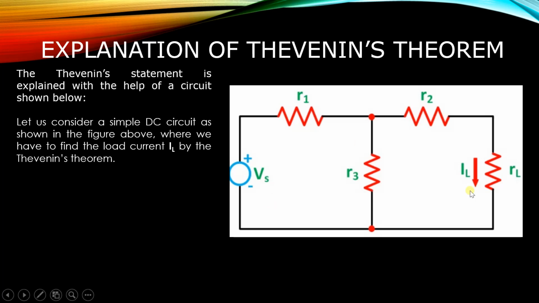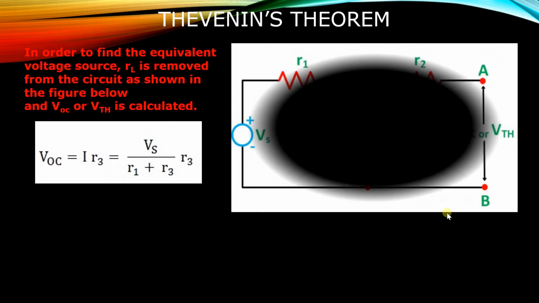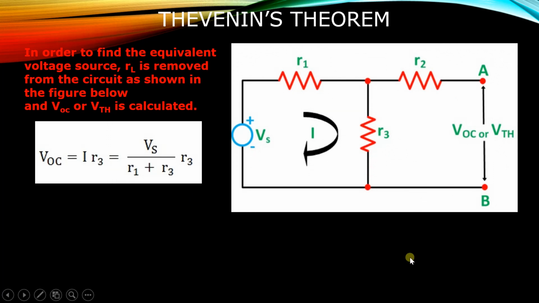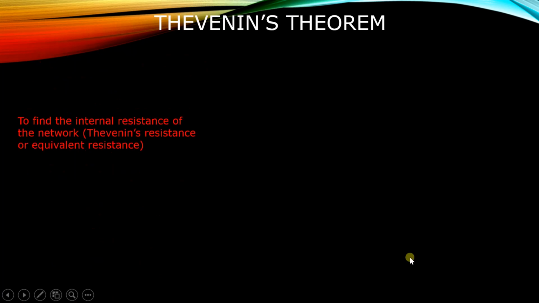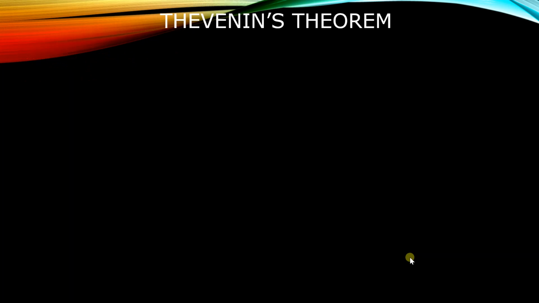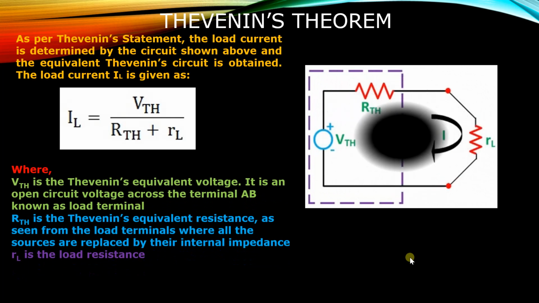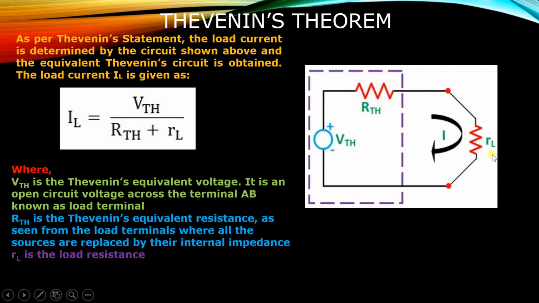We have this circuit. In the first step, we remove the load resistance and find the Thevenin voltage. Then we find the Thevenin resistance. And in the next step, we find the load current through the load resistance.